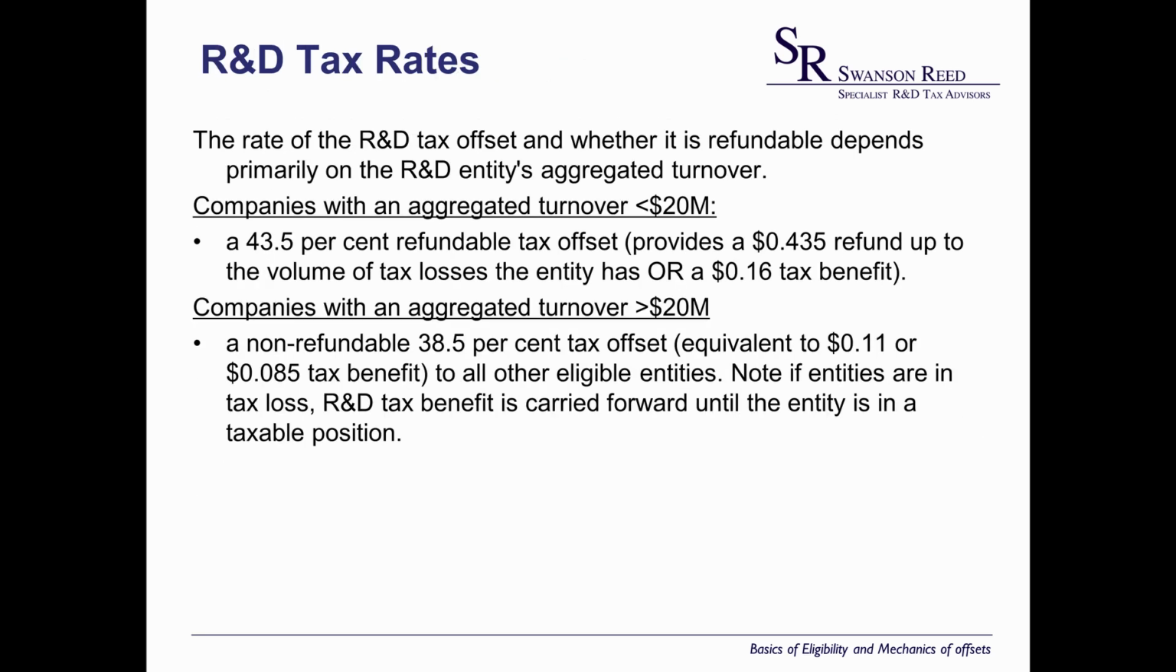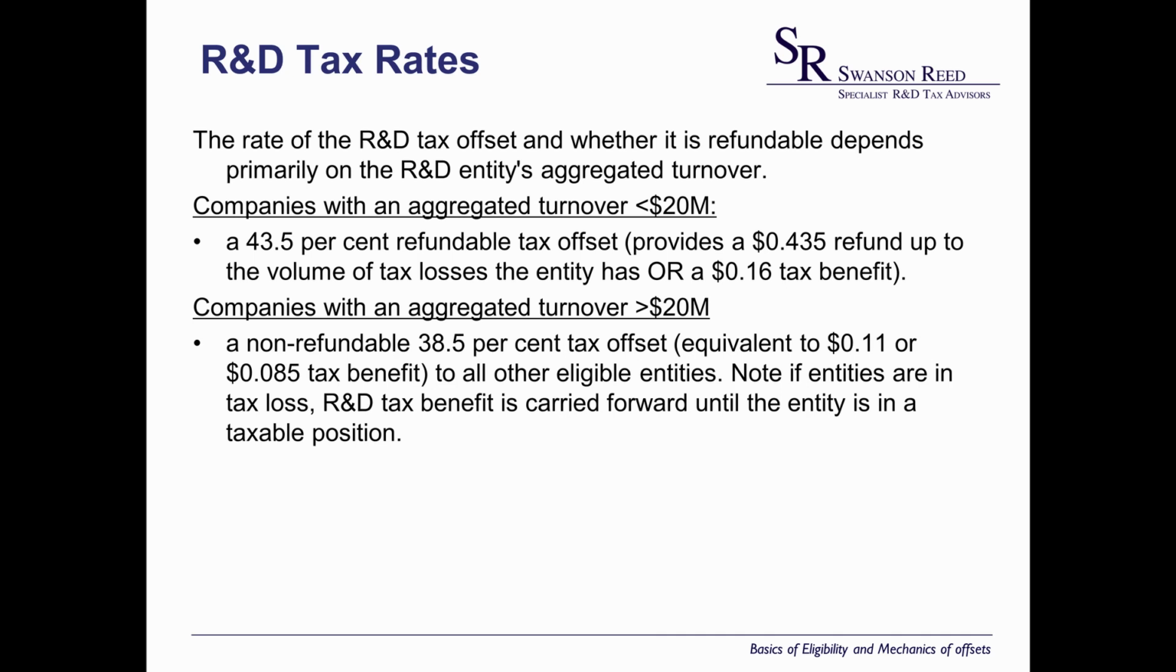Once it is established that activity is being conducted by an eligible entity, the rate of the R&D tax offset and whether it is refundable as cash depends on the R&D entity's aggregated turnover. Companies with an aggregated turnover less than 20 million receive a 43.5-cent refundable tax offset. This provides a 43.5-cent refund up to the volume of tax losses the entity has, or a 16-cent permanent tax benefit where there are no tax losses.